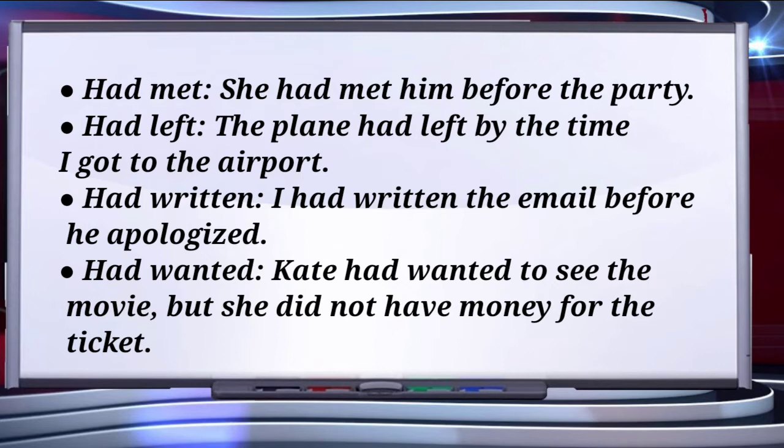The plane had left by the time I got to the airport. Again, plane is the subject and had and left is the third form of leave. And it is also described in the sentence that the plane had left by the time I got to the airport, meaning something happened before another action in the past. So for these cases we use past perfect tense.